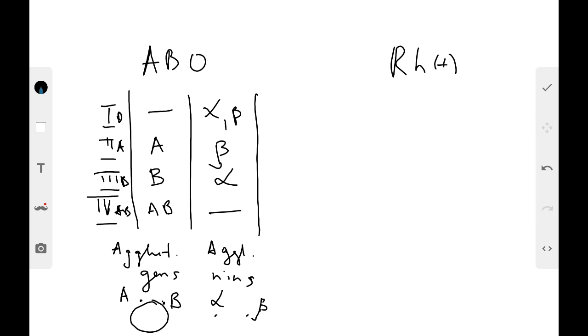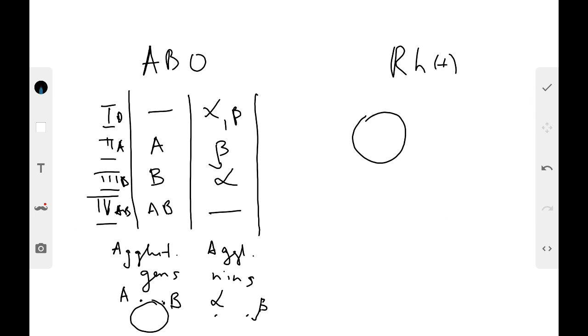Okay, so for blood transfusion, we should choose the same blood group. So if the person has blood group A, we should use donor's blood also of type A. But we should also take into account the rhesus factor. So what about the rhesus factor?